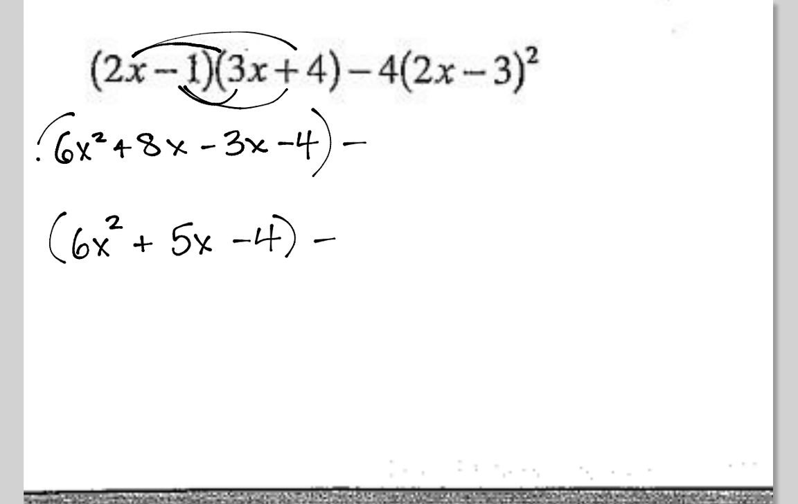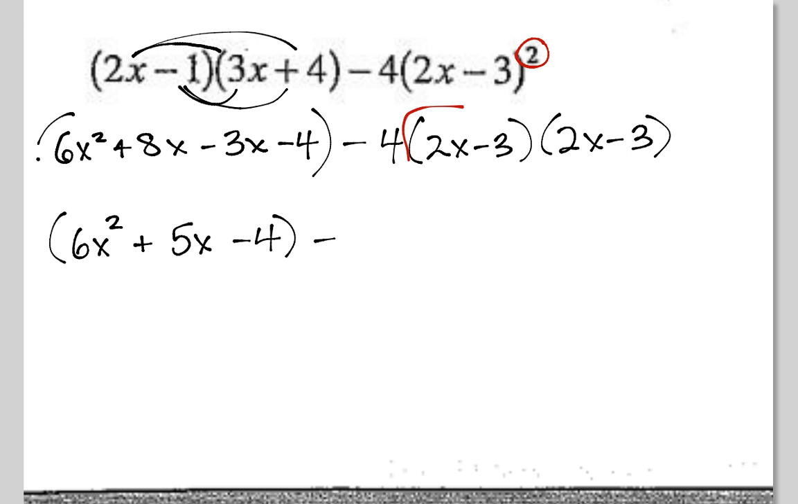If you see a power, I want you to write it twice. This step is crucial. This power 2, you write the base 2 times. If it was power 3, you'd have 2x minus 3 3 times. If that was a 4, you'd have 2x minus 3 4 times. If that was a 5, you get my point?